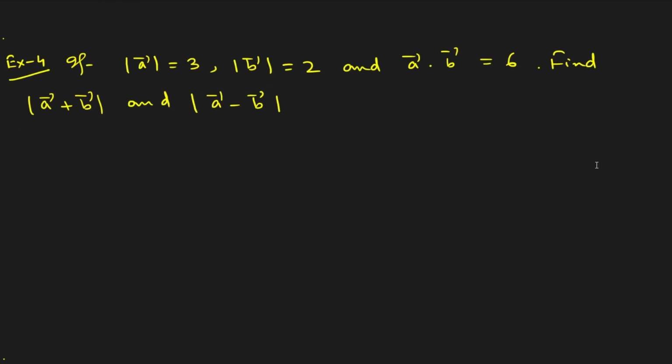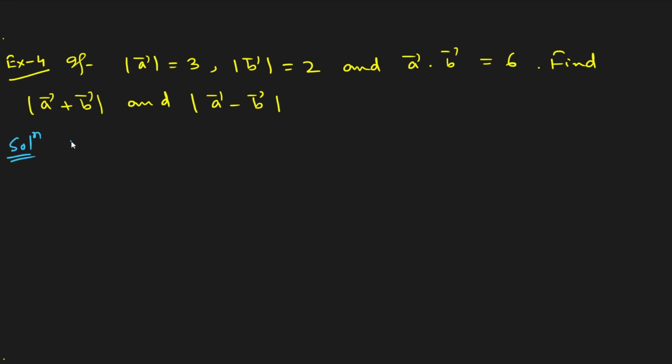Now let us come to problem number 4. You see what is given here. Modulus a bar is given, 3. Modulus b bar is also given, and the dot product is given, a dot b equal to 6. We have to find modulus a bar plus b bar and modulus a bar minus b bar. You just remember, for modulus a bar plus b bar, you cannot write mod a plus mod b. It will be different then.